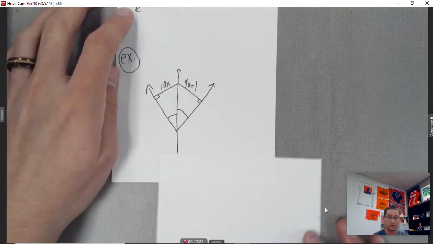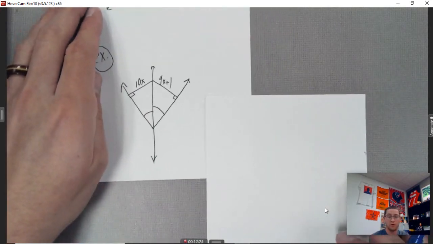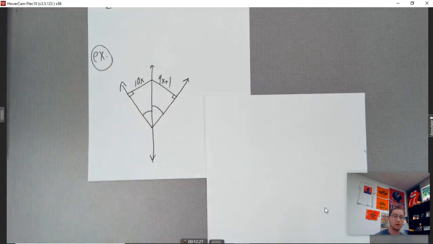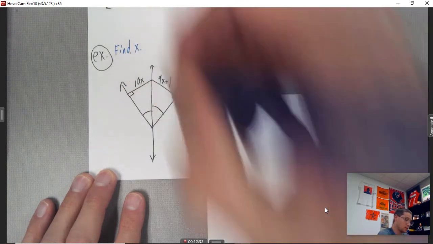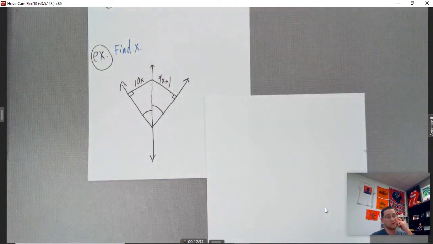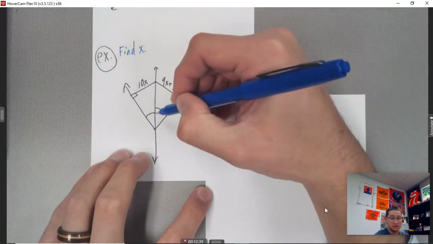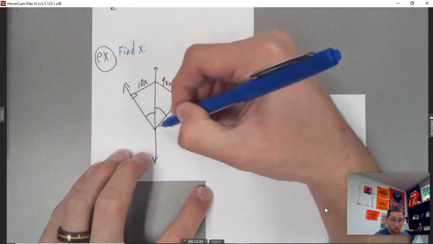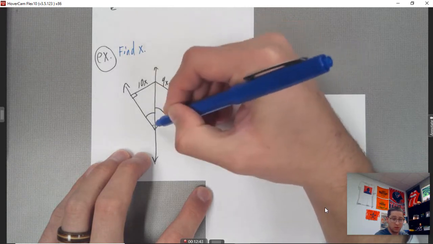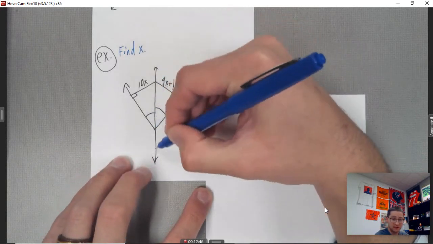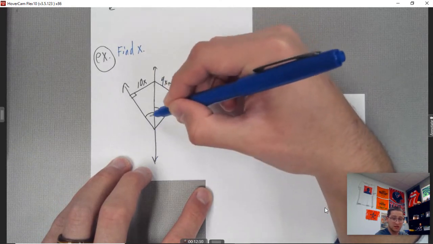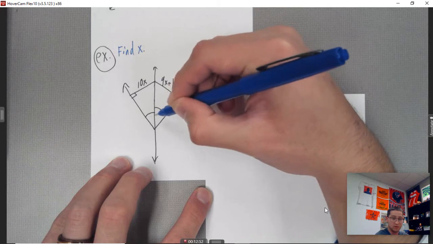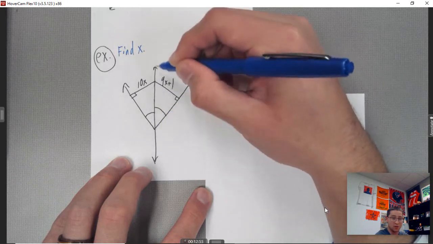Okay, last example. Here we go. Let's look at this picture. Again, find x. I'm supposed to find x here. So let's look at what we have. I've got these two right here. I've got this big old angle, and what do I know this line is? That line happens to be the angle bisector because these two angles are the same. So that line is my angle bisector.